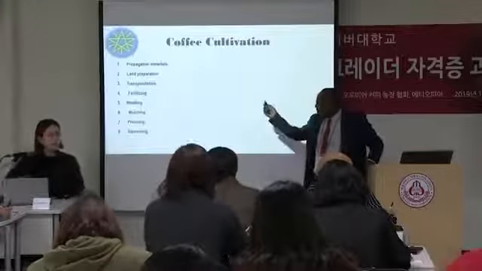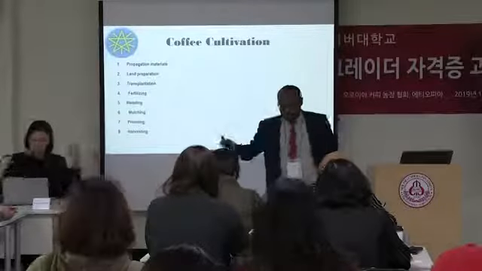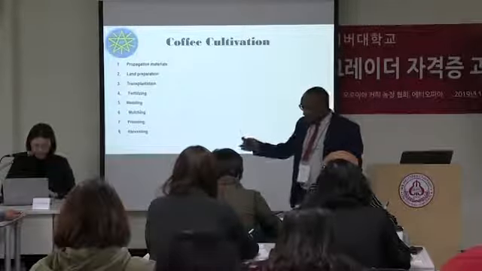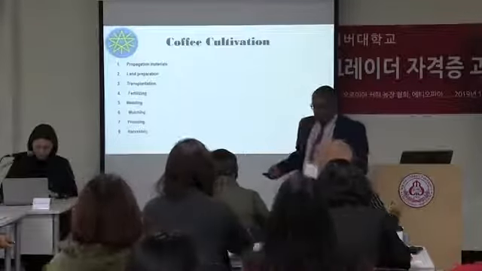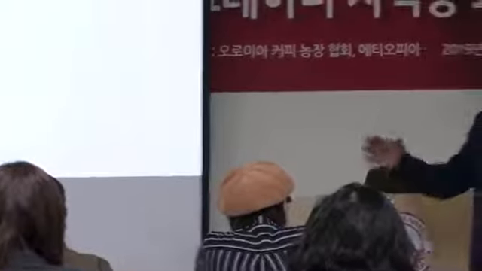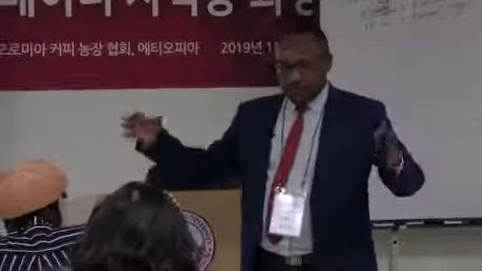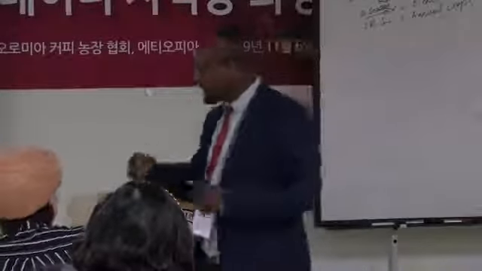Okay, so propagation is just planting. Propagation material is a planting material. The planting material can be a seed or a cutting. For Robusta coffee, cutting is considered the planting material. For Arabica coffee, seed is considered the planting material. So to propagate our crop, we must have an appropriate planting material.